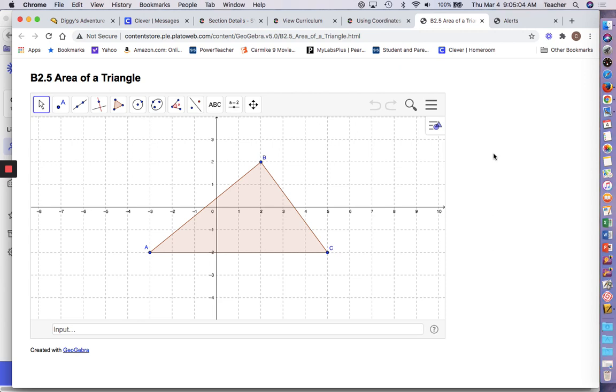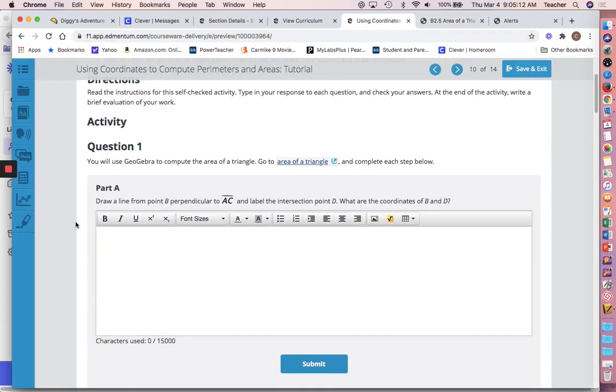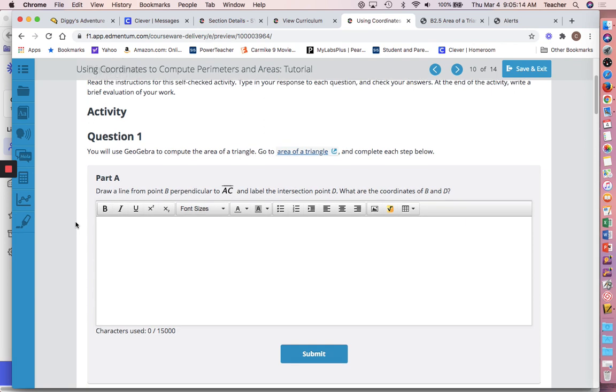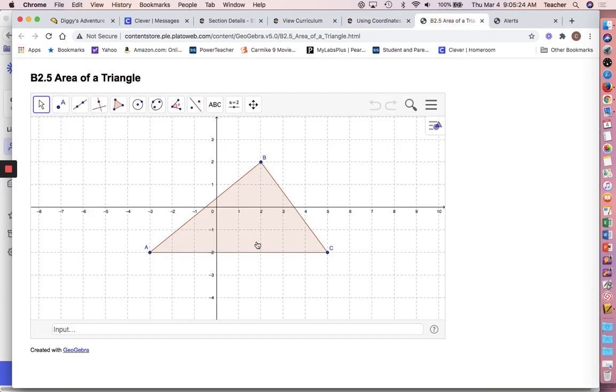So I'm looking at this triangle. Looks like it's going to be a right triangle. So I need to know my base and I need to know my height for this triangle in order to find the area. All right, so it looks like they are about to get us to actually do that. All right, so let's draw a line from point B perpendicular to AC. From point B perpendicular to AC.